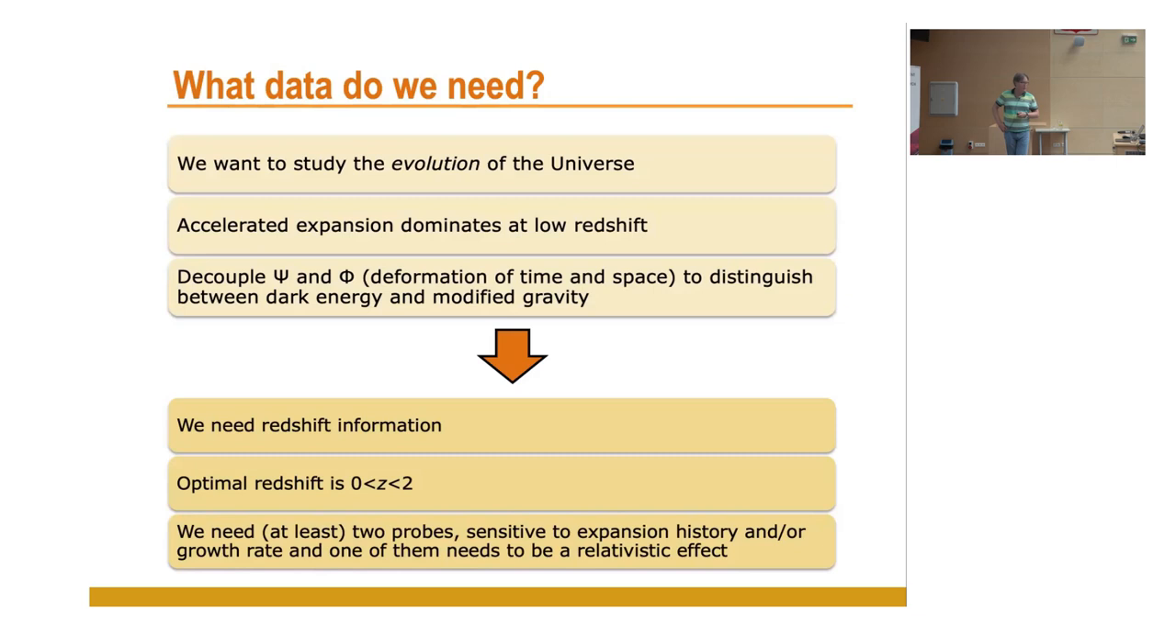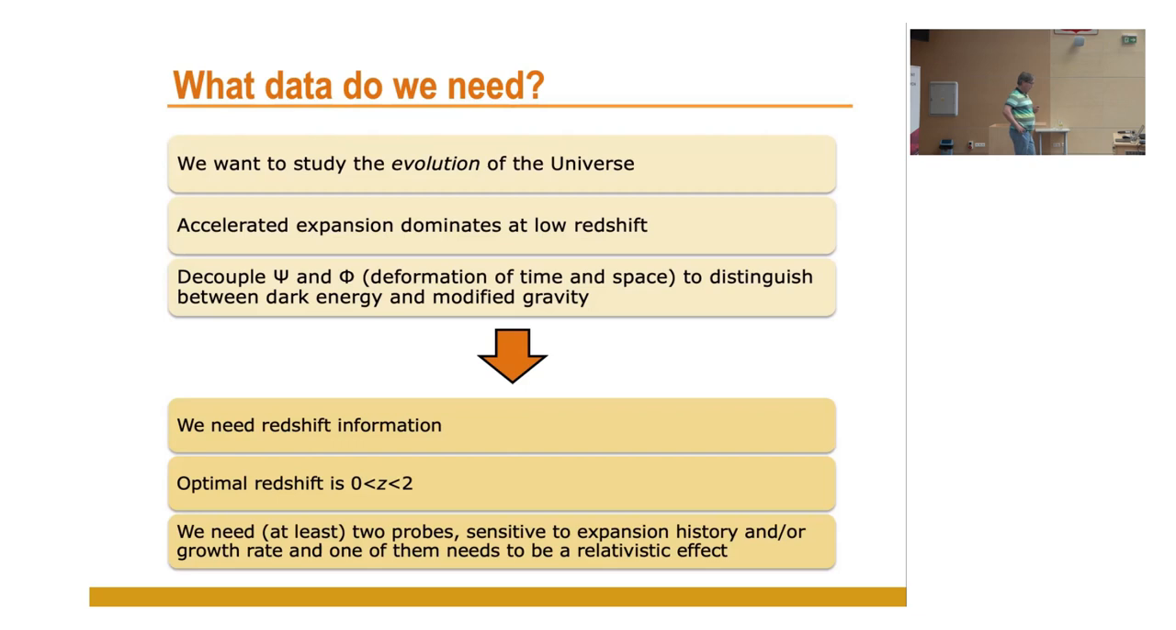The good news is that the accelerated expansion became dominant at low redshift. So that restricts the redshift range a little bit. So we can focus mostly on redshift 0 to 2. This is why the CMB is of limited use for this kind of study.